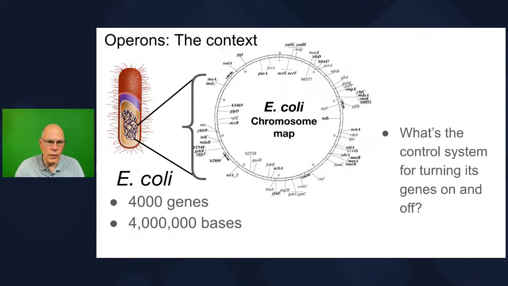So 4,000 genes. They can't be expressed all the time. What's the system for turning them on and off? That's really what this lesson is all about. And gene regulation is a super, super important topic in AP Biology. And operons are like that.